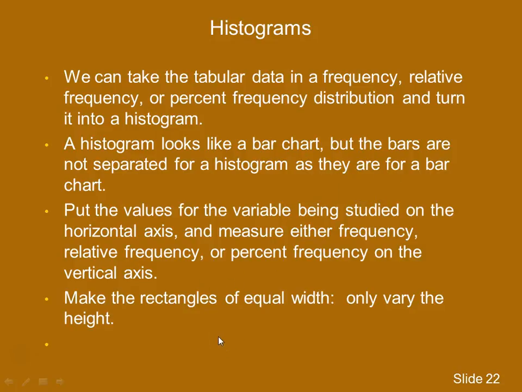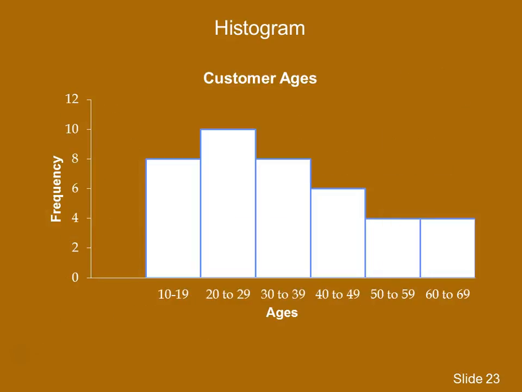So on the horizontal axis, we will plot the values for the variable that we're looking at, in this case ages. And on the vertical axis, we will put either a frequency, relative frequency, or percent frequency. Once again, keep the bars or rectangles of equal width, only vary the height. Here is an example of a frequency histogram for the data that we've been looking at. We had a frequency of 8 people in the 10 to 19 age group. We had 10 people in the 20 to 29 age group, and so on.